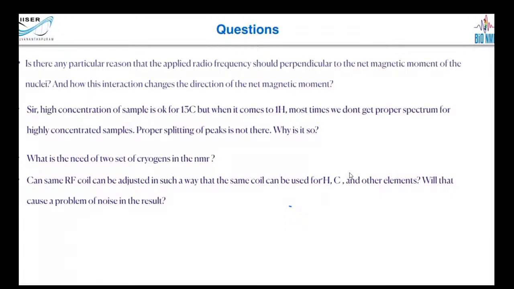Can some RF coil be adjusted in such a way that the same coil can be used for H, C and other elements? Will that cause a problem of noise in the result? Yeah, this is a good question. The problem with the RF coil is how do you tune the coil? This is an LC circuit. You probably have studied in your plus two physics the LC circuit and the resonance frequency of an LC circuit, 1/(2π√LC), right? That was a thing. It has a capacitance.